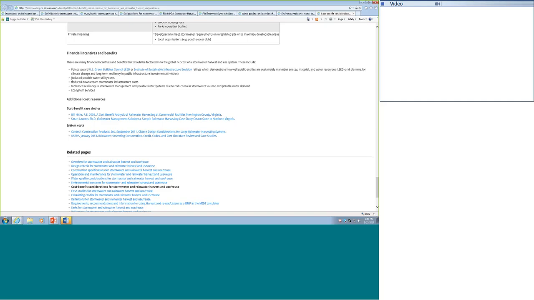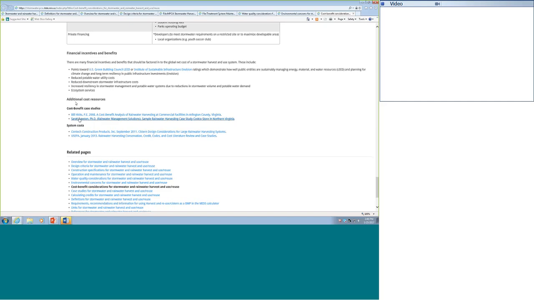It can reduce your potable water utility costs, so you can think about how this can offset existing costs as a savings. Reducing downstream stormwater infrastructure costs. Is it going to be reduced maintenance and pressure on downstream BMPs? Just in general, increase resiliency in your stormwater management, having a more broad set of BMPs and other ecosystem services that this type of system can provide.